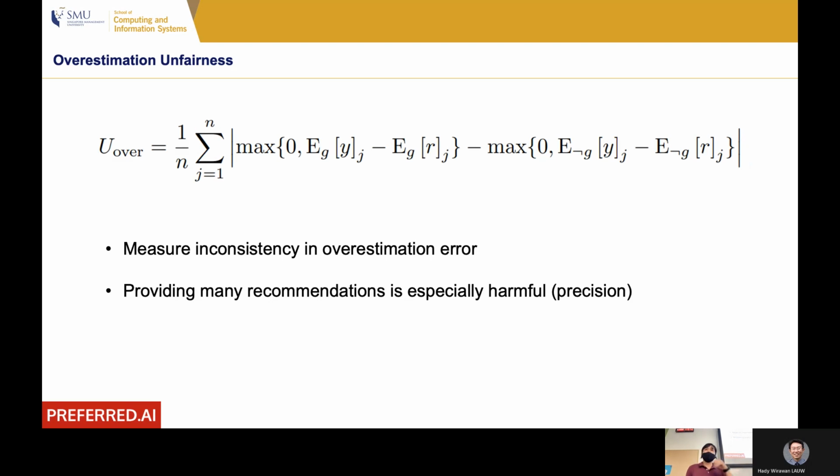Similarly, we have the overestimation unfairness, where we just flip the side. For this one, the emphasis is that providing many recommendations is harmful. We don't want users to be overwhelmed by a lot of recommendations. So we want to recommend a smaller number of recommendations, but correct ones. This is similar to precision. So just as an example, we don't want some of the users in a different group to have to spend more time looking for the course that they want.